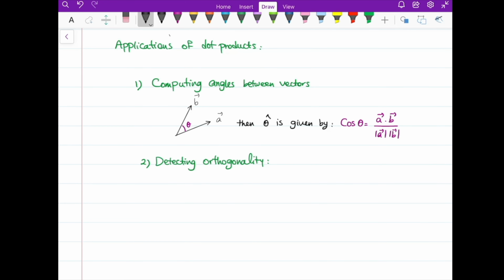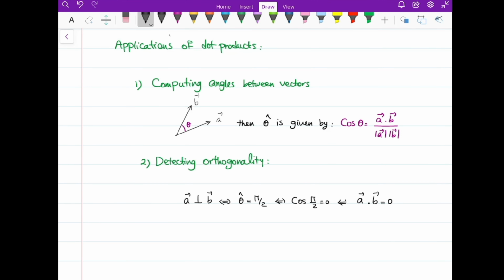We say that the vector A is orthogonal to the vector B if and only if the angle between them is pi over 2. And we know that cosine of pi over 2 is equal to 0. Therefore, using the geometric definition, A dot B is equal to 0.